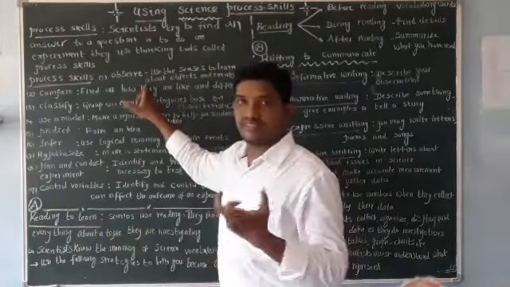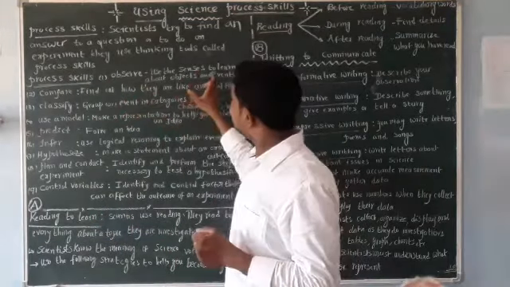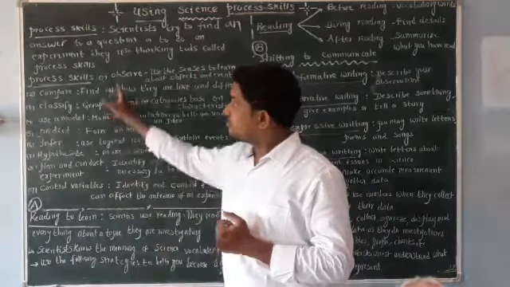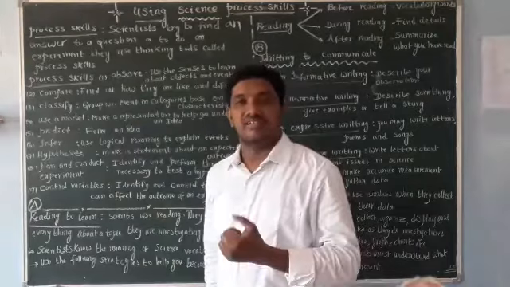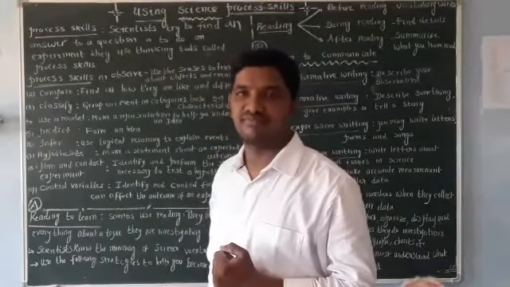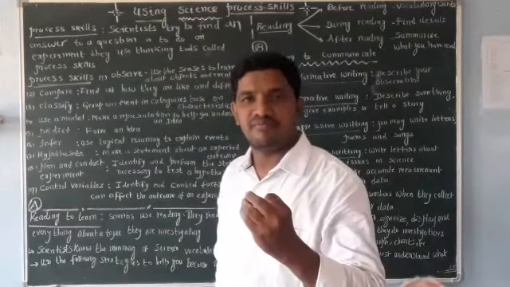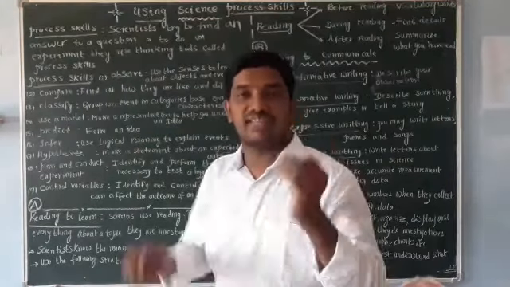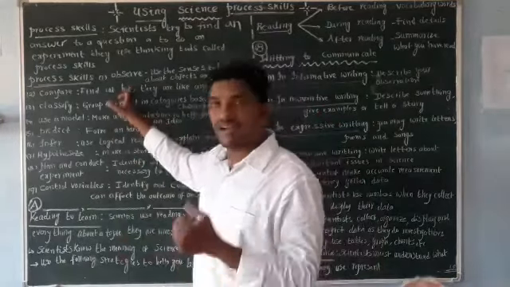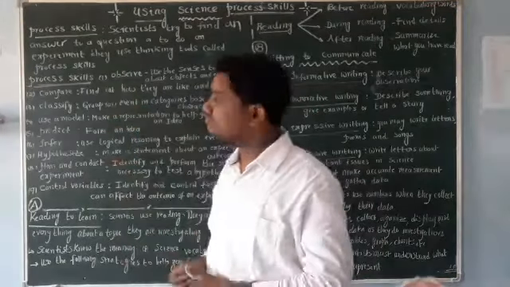First one, observe. Use the senses to learn about the objects and events. Observe means observation with the help of our sense organs. Observe our surroundings with the help of sense organs. That is the first tool or first science process skill.